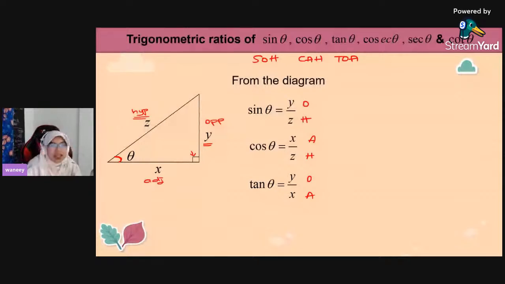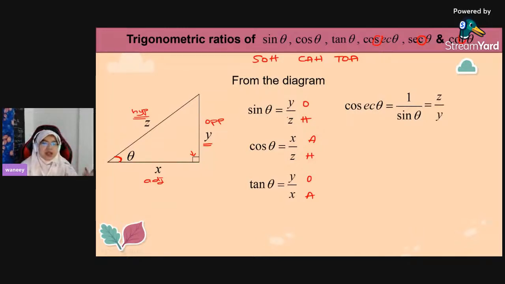Actually we're going to look at the third letter. Cosecant has S, secant has a C, cotangent has a T. So for cosecant, it is 1 over sine because the third letter is S. So cosecant theta is 1 over sine theta. Since sine theta is y over z, cosecant will be z over y. We are going to take the reciprocal.